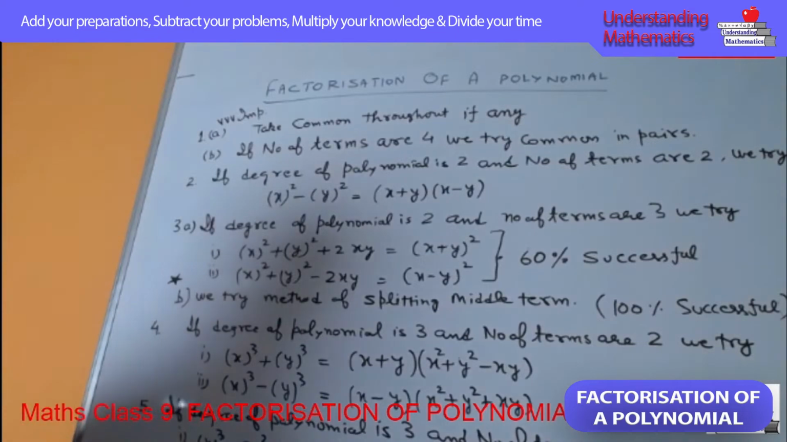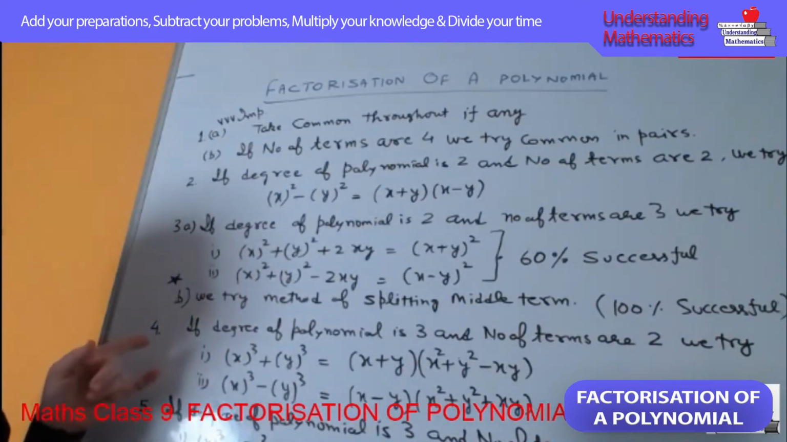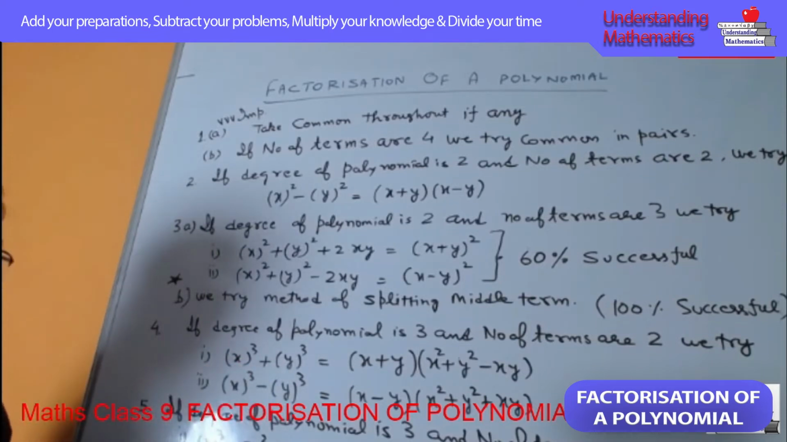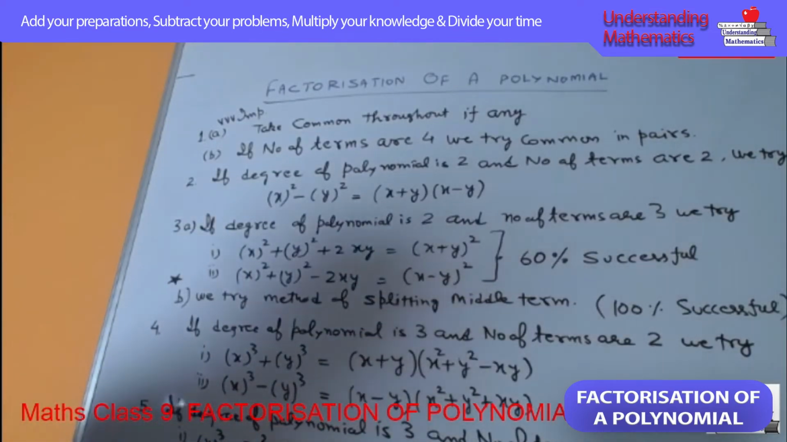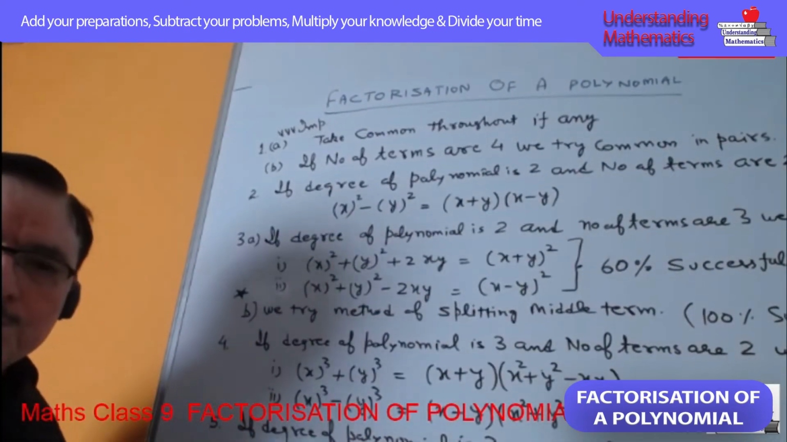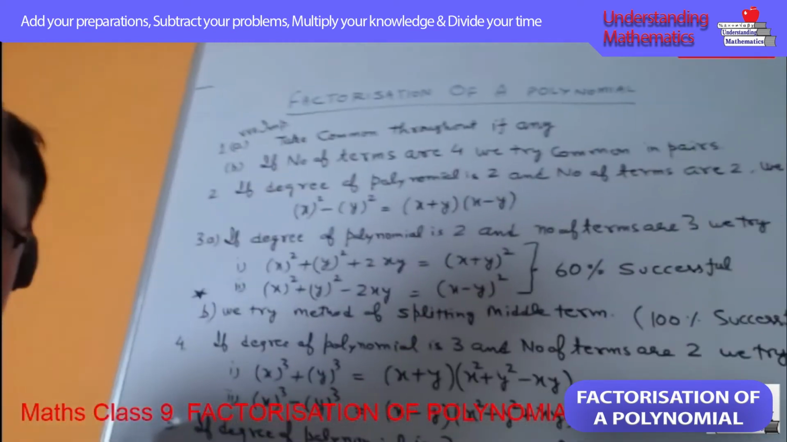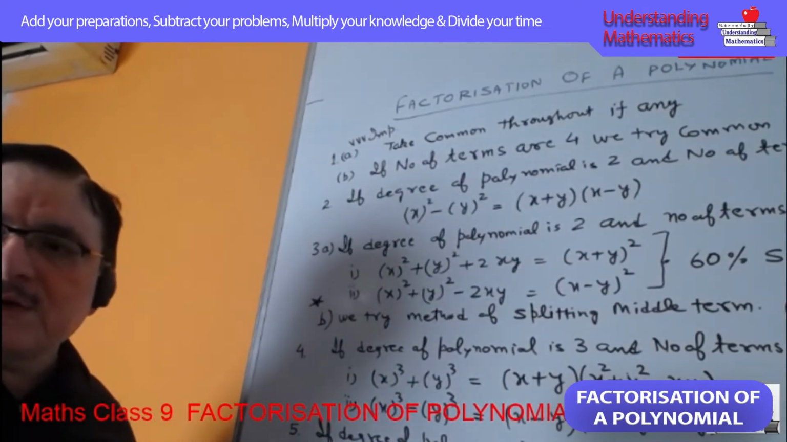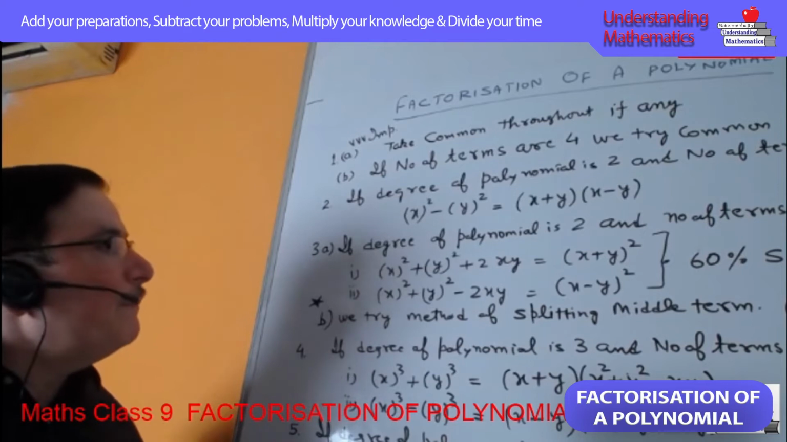Method of splitting middle term is successful. But if we go to degree 3, initially for 2 terms and then we'll talk of 4 terms: if degree is 3 and number of terms are 2 only, then most probably both the terms will be perfect cubes. Either it will be x cube plus y cube form or it will be x cube minus y cube form.